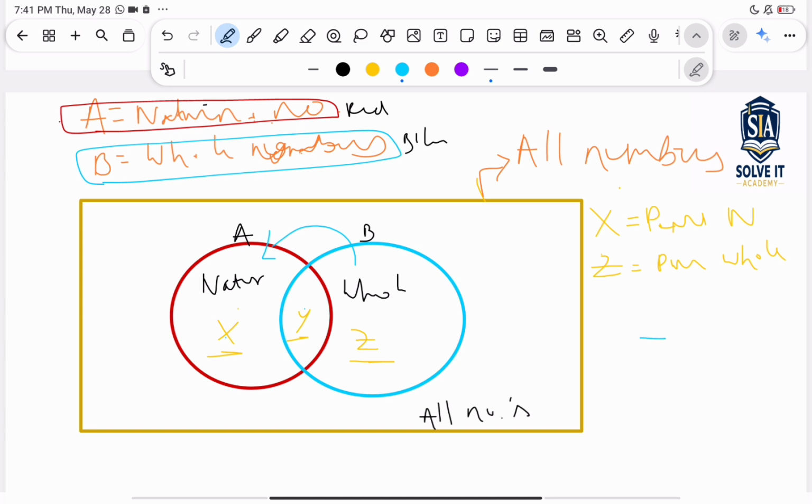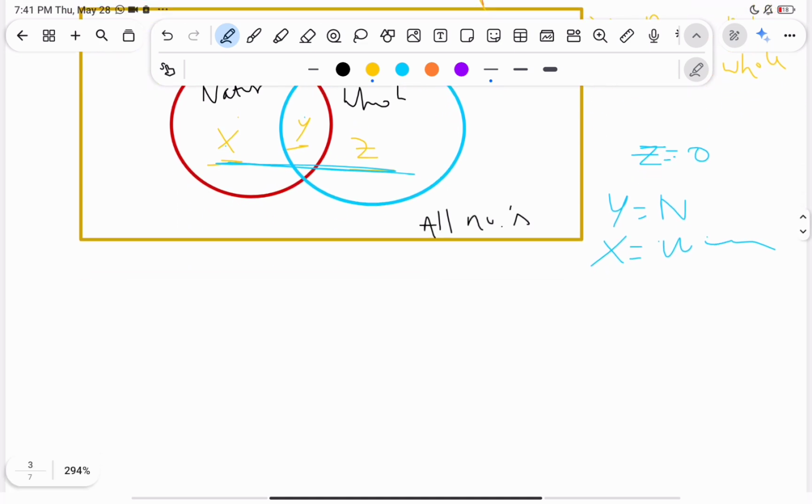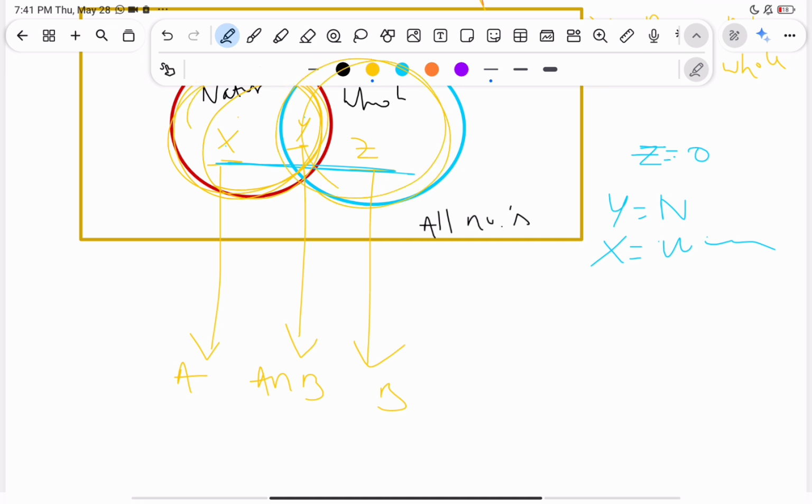Then at the Z part we have 0. Only 0 at Z. What is at Y? All natural numbers. And what is at X? X is just a void. So here we are getting 3 parts: Y part, X part, Z part. Y part is A intersection B. X means this whole thing, Z means this whole thing, Y means only this thing. Are you clear about the Venn diagram?